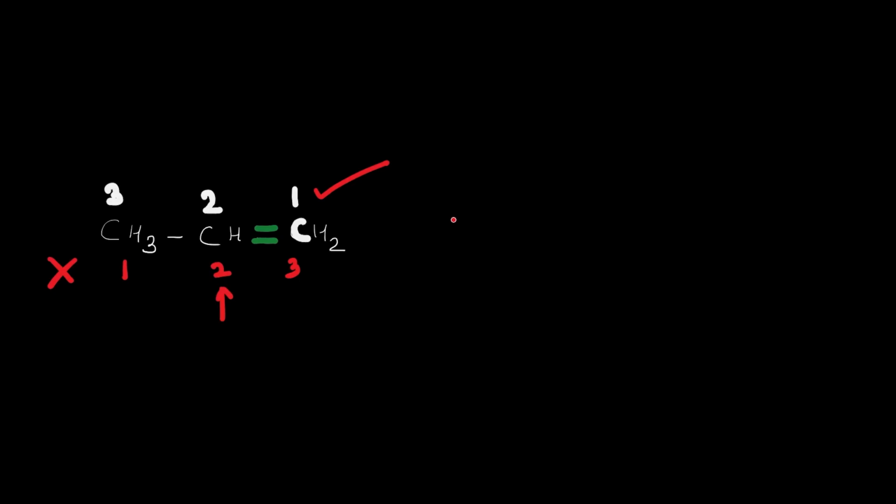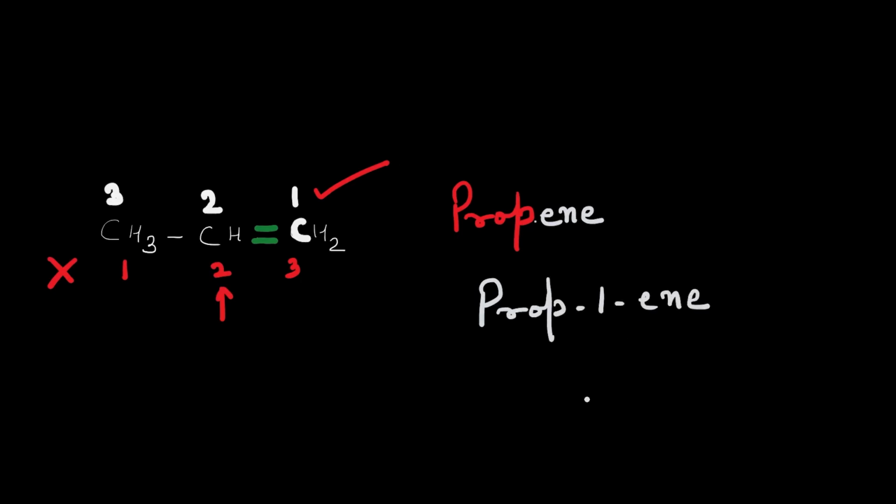So start the naming. Prop, because we have 3 carbon atoms. And then you can see there's a double bond, ene. The double bond is at number 1 position, so you can also write it as prop-1-ene. Otherwise, you can also omit 1. Both are correct.